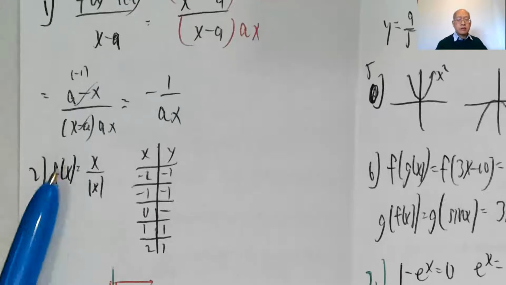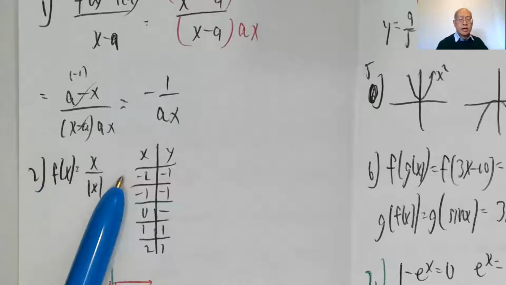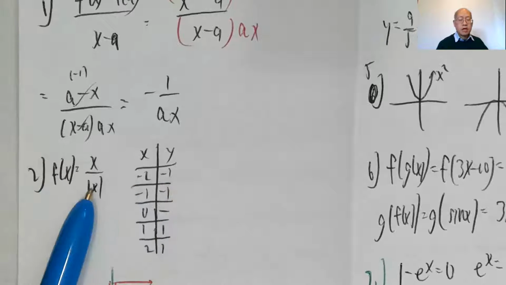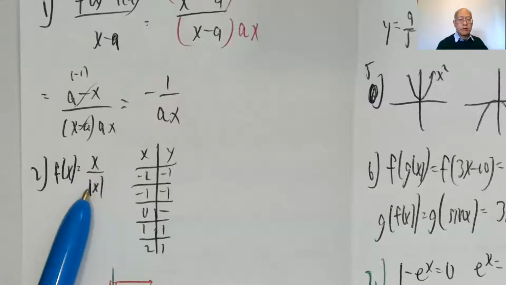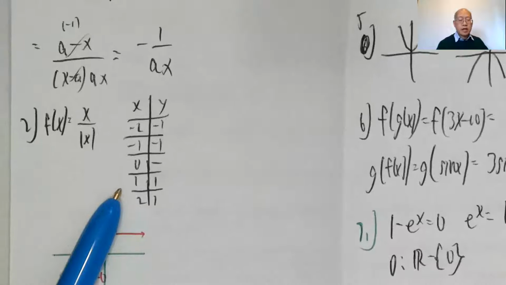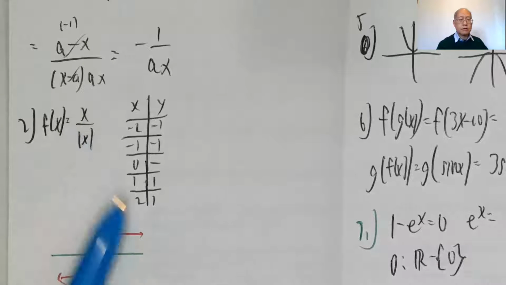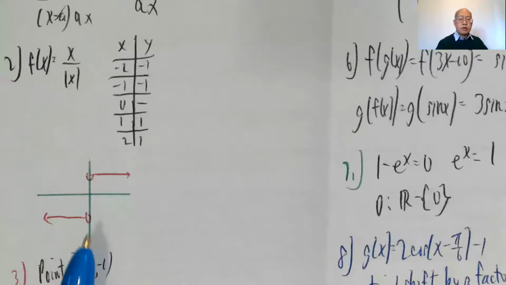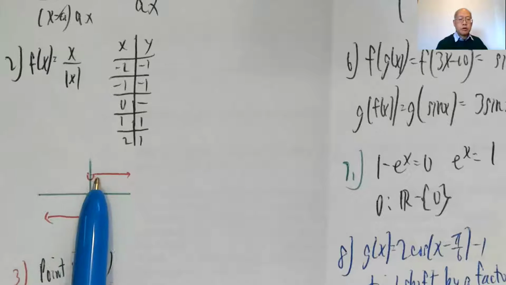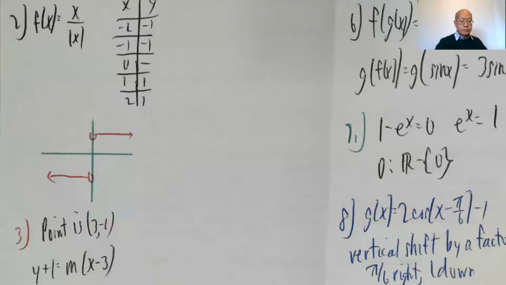Number 2, you make a little table. You cannot plug in 0. If you plug in −2, you get −2 over 2, which is −1. If you plug in −1, you get −1 over 1, which is −1. So if you plug in any negative number, it turns out to be −1. However, if you plug in any positive number, you get 1. Plug in 1, you get 1 over 1. Plug in 2, you get 2 over 2. So the graph looks like this. Open circle at 1, open circle at −1, and go like that.